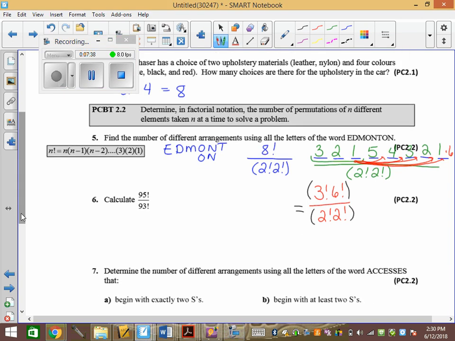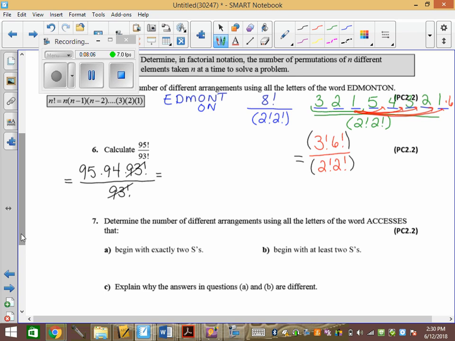Now 6, what do we have to do? If you type it into your calculator, it's going to say no thank you. But you can expand it out: 95 times 94 times 93. Remember, you need to expand the bigger one down to the smaller one. These cancel off, and then it's just 95 times 94, which your calculator will allow. What's 95 times 94?